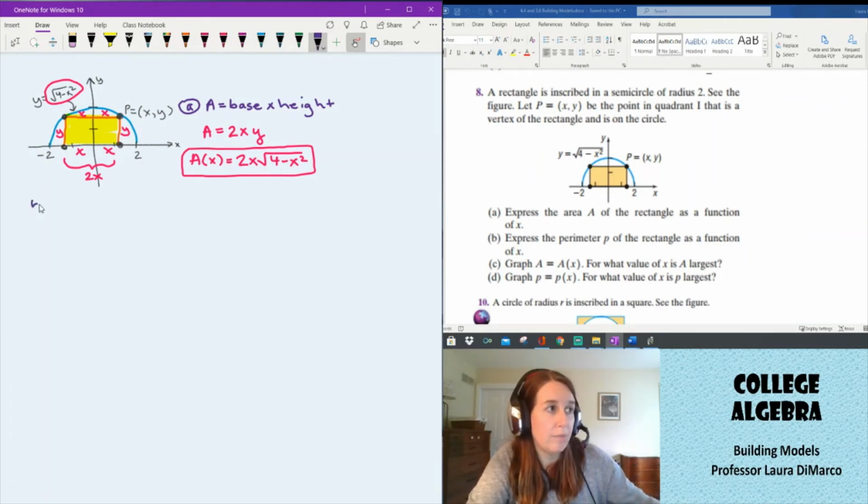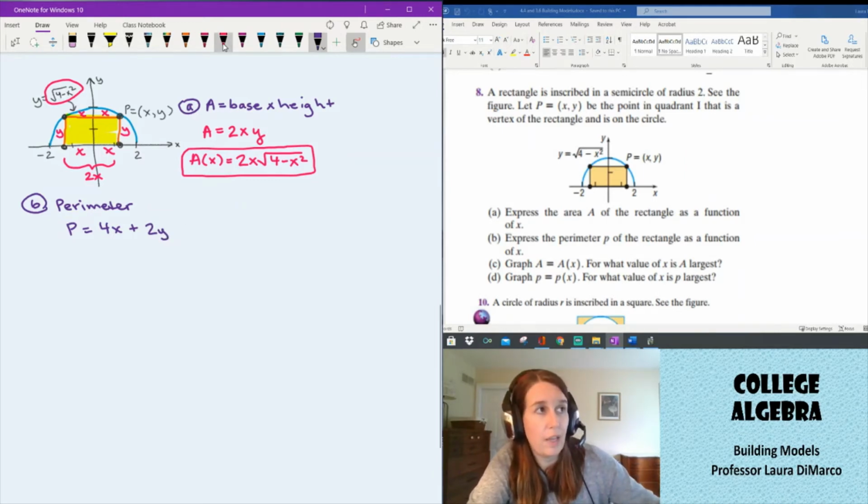For part B, it asks us to find the perimeter of the rectangle. Okay, so the perimeter of the rectangle is the distance around the rectangle. If you were making a fence around the rectangle, how much fencing would you need? How long would the fence have to be to cover all 4 sides? So the perimeter of this rectangle looks like there's a 2x right here, and then there's another 2x on the top. So 2x plus 2x is 4x. And then we also have a side of y and another side of y, so plus 2y.